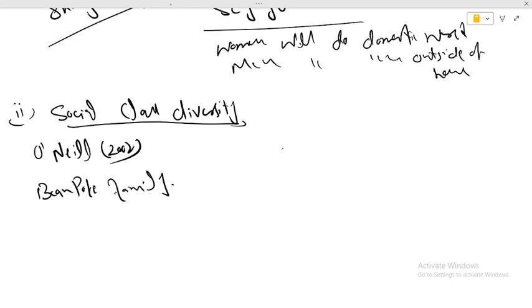One more term is the symmetrical family. A symmetrical family is a relationship in which family roles are shared equally within the home. So they are very much the same at home.